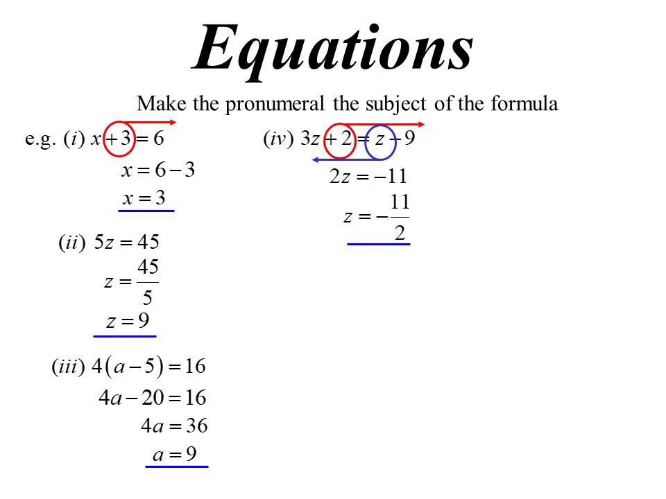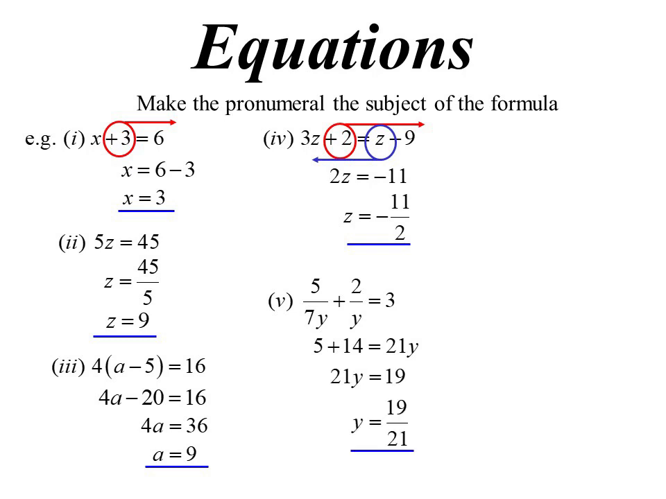Now, one like this, fractions. We hate adding fractions, so we don't do it. That's the simple way around it. When it comes to an equation, I don't need to. I just need to get rid of those denominators, and you multiply by, in this case, 7y. Work out what that common denominator would have been. That's what we're going to multiply by. So we get 5 plus 14 is 21y. 21y is 19. 19 on 21.